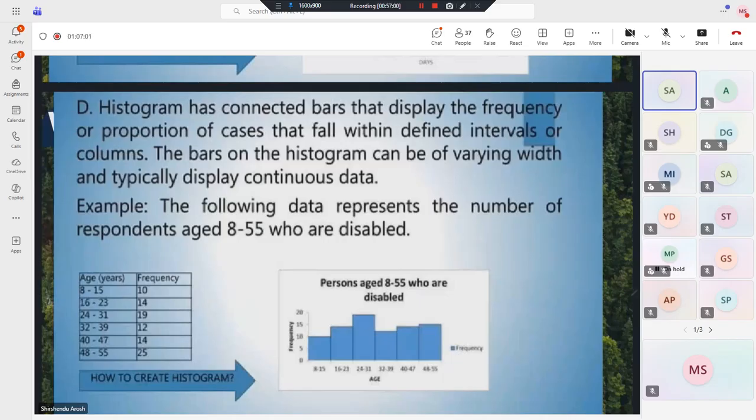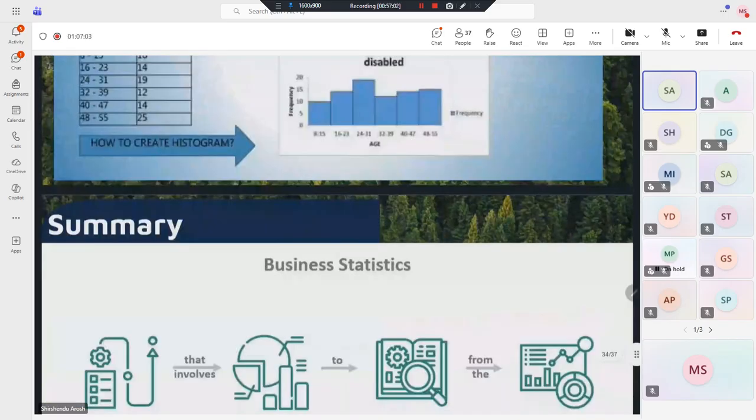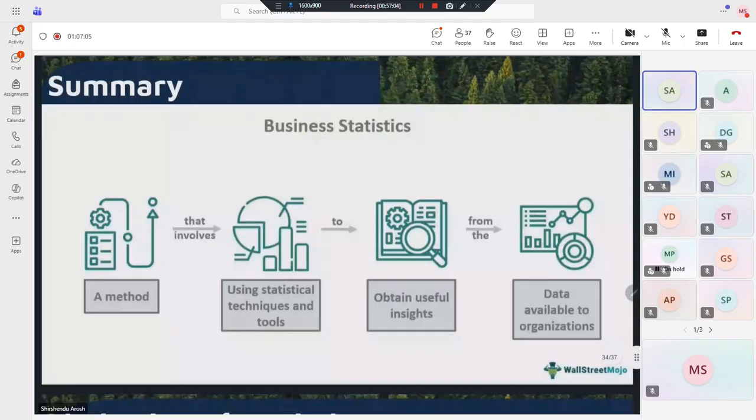So finally, in terms of business statistics, or any kind of statistics, this is a method that involves using statistical techniques and tools to obtain useful insights from the data available to the organizations. This is written as business statistics, but it can be any statistics. This is the whole motto of our full discussions in this particular presentation.